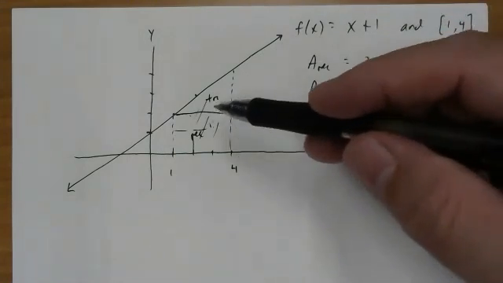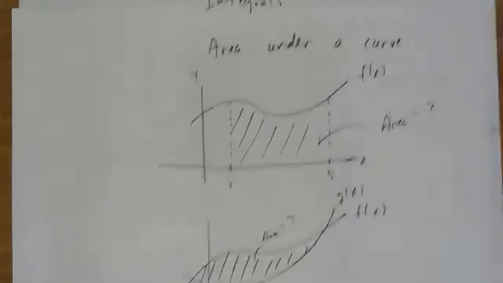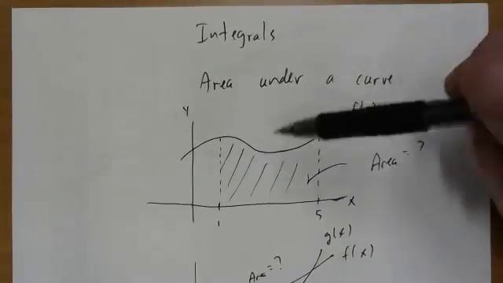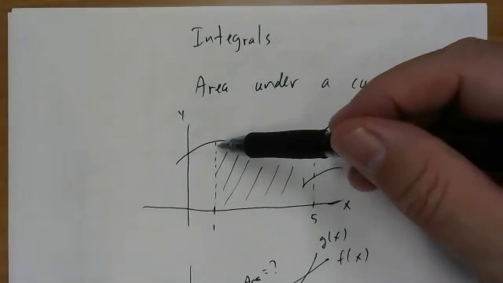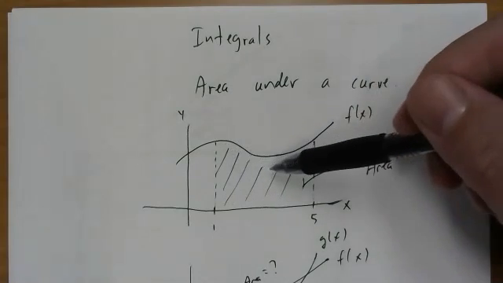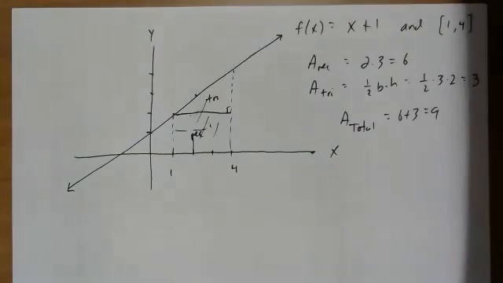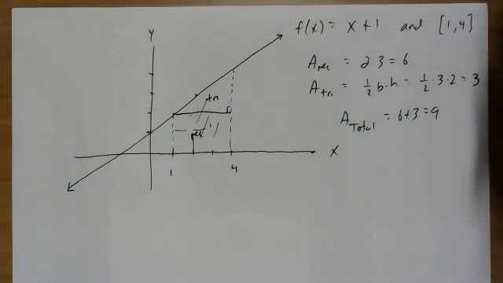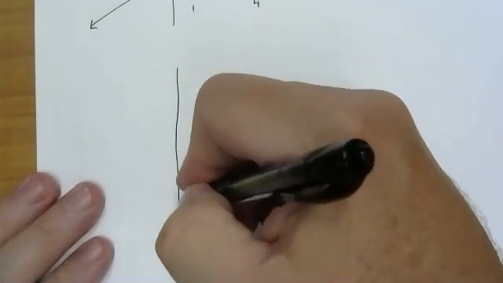Of course, those only work for very basic kinds of curves. What if you had something like this? I don't know of an equation that I can use in geometry to figure out this area. It's not really possible. So then that's the big question. What do we do when we have something like this?